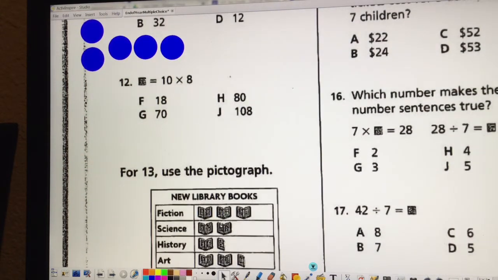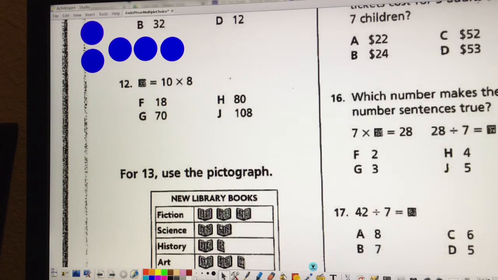Number 12, you have to solve the multiplication problem. What is 10 times 8?